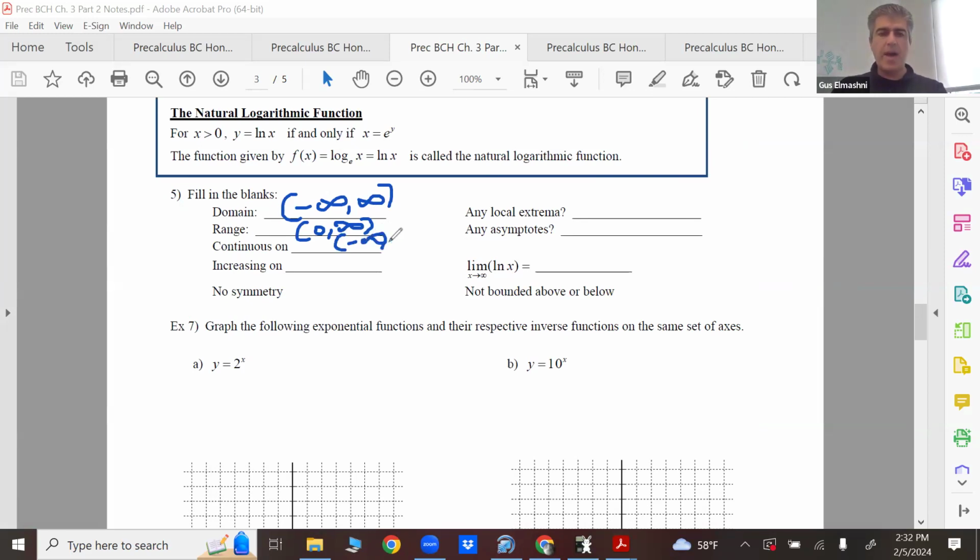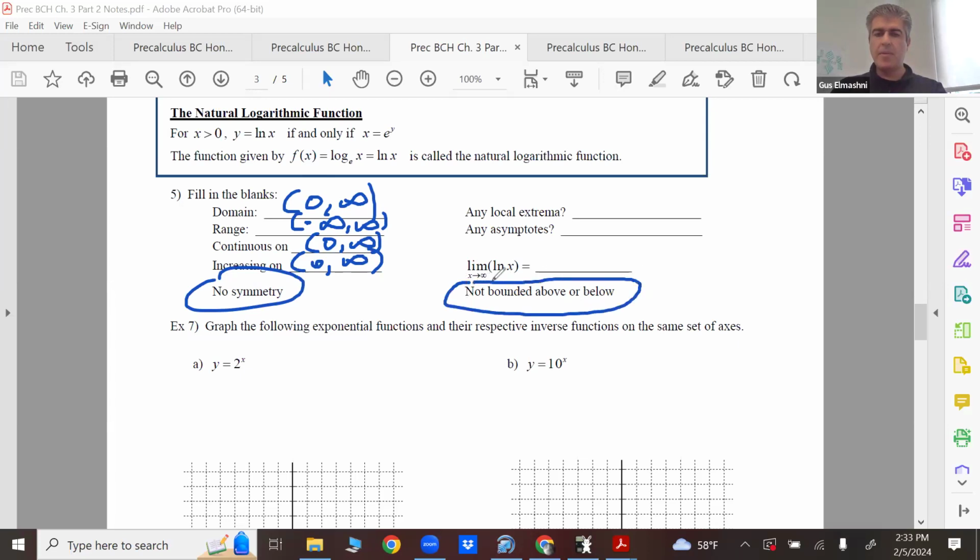Sorry, I lied. Sorry, guys. I was thinking e to the x. My bad. For ln x, the domain is 0 to infinity, and the range is all real numbers. And it's continuous from 0 to infinity. It's increasing also from 0 to infinity. There's no symmetry. It's not bounded above or below.